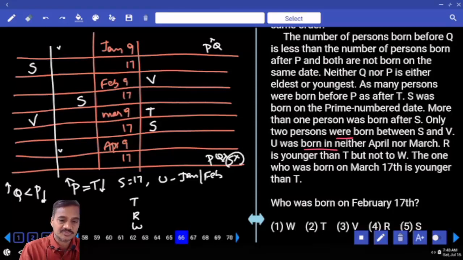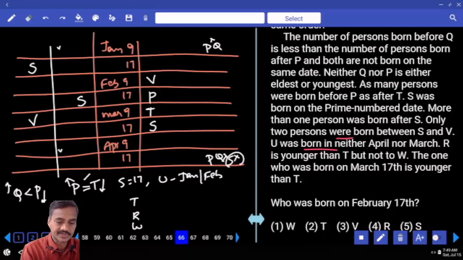Now this is the first possibility. In this case, if T is here, the number of persons between T and P must be the same. Before this T, how many are there? 4. And so P must be somewhere here. Are you getting this one or not? Then we are done with this information.